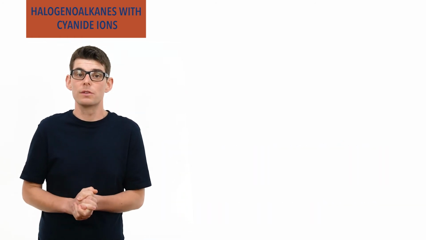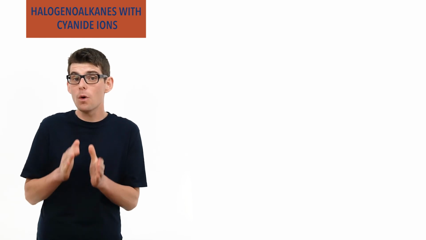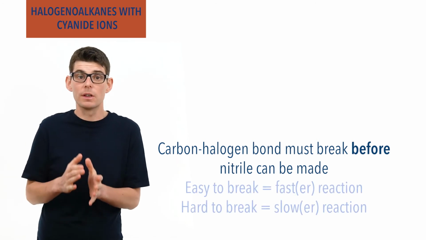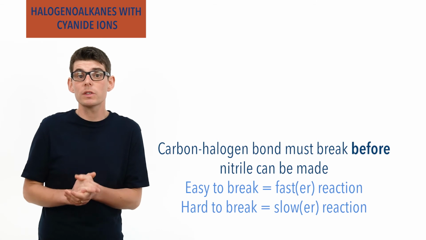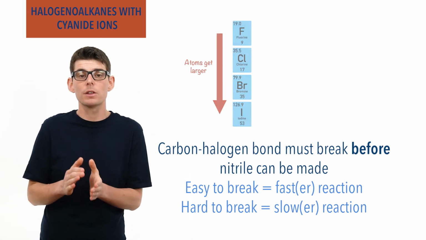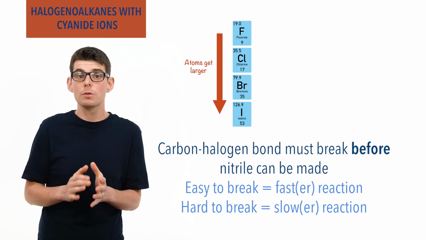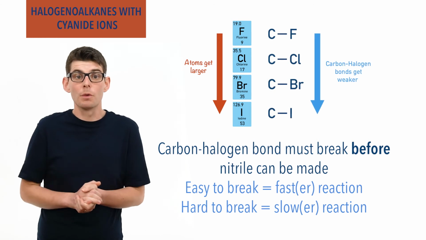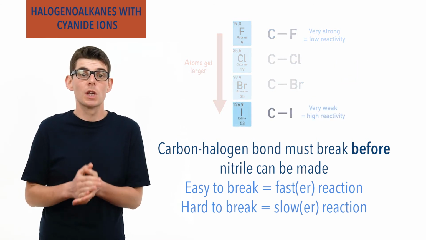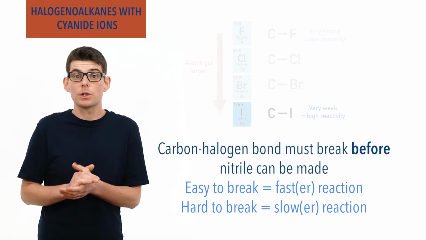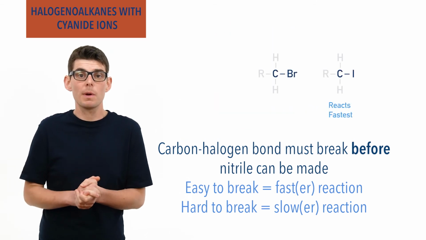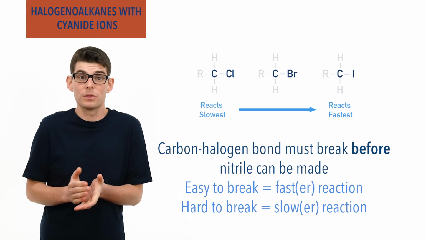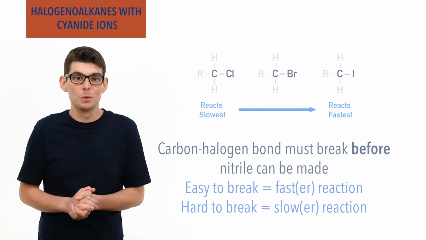In these substitution reactions, the carbon-halogen bond must break before the nitrile can be made. The easier it is to break the carbon-halogen bond, the faster the nitrile can be formed. Due to the size of the halogen atoms increasing, carbon-halogen bond length increases as you go down group 7 in the periodic table, and this makes the bonds weaker. Meaning carbon-fluorine bonds are the strongest and carbon-iodine bonds are the weakest. As a result, iodoalkanes will react more quickly than bromoalkanes, and bromoalkanes will react faster than chloroalkanes. Carbon-fluorine bonds are so strong that fluoroalkanes won't react at all.